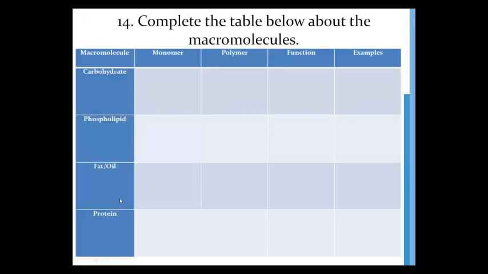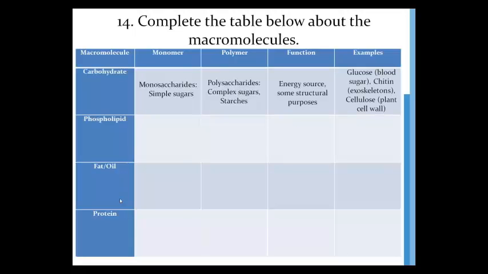So the macromolecules. First one is carbohydrates. The monomer for carbohydrates are going to be monosaccharides, or simple sugars. When you get a bunch of those together, you get a polysaccharide, known as a complex sugar or a starch. This is primarily used as an energy source, and there are some structural purposes. So glucose is blood sugar. That's your body's primary source of energy.